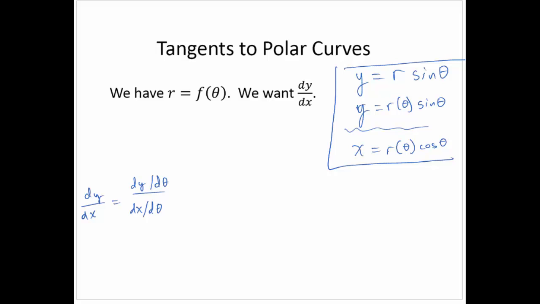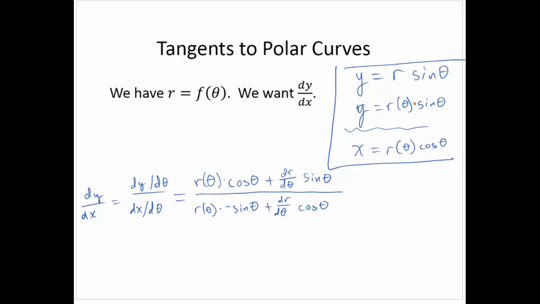But now dy/d theta, since y is a function of theta and is r of theta times sine of theta, here we have to use the product rule. So dy/d theta would be r of theta times cosine theta plus dr/d theta sine theta. Similarly, dx/d theta would be r of theta times negative sine theta plus dr/d theta cosine theta.